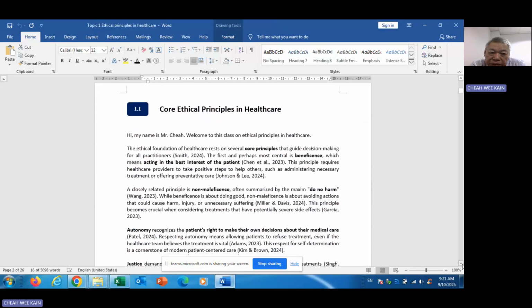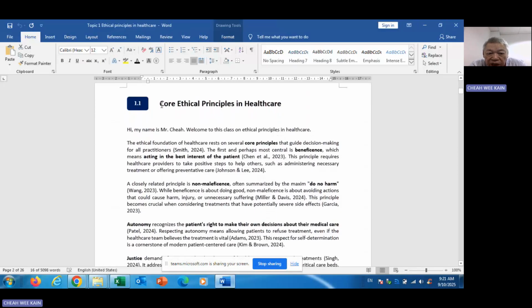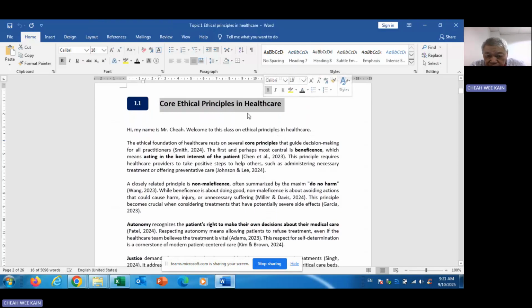So now we start with the first one. 1.1, core ethical principles in healthcare. Now, when we're talking about core, the word core means basic. It should apply all over the world. Okay. Now, the other key word is ethical. Ethical is something like morals. Okay. So, core morals applicable in healthcare throughout the world. And what are they? They're basically four of them.